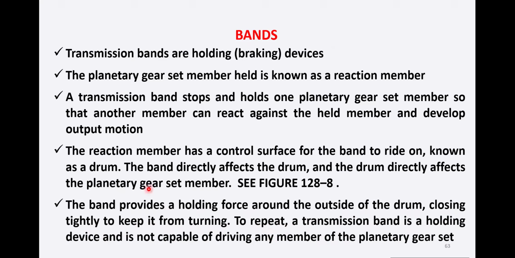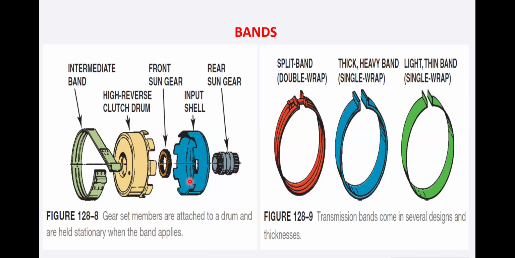So let's see how this band is directly affecting the drum. Now let's see. In this figure, gear set members are attached to a drum and are held stationary when the band applies. Now we have this intermediate band, then we have a high reverse clutch drum here, and the front sun gear, the input shell, and the rear sun gear. So these are basically the bands which ride on this clutch drum or which hold the one member.